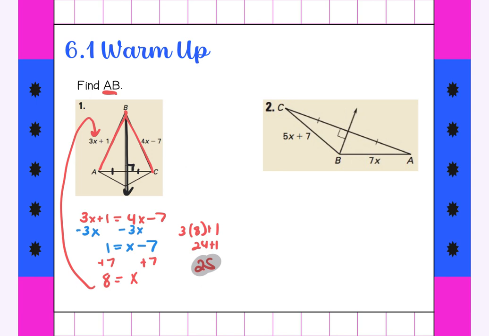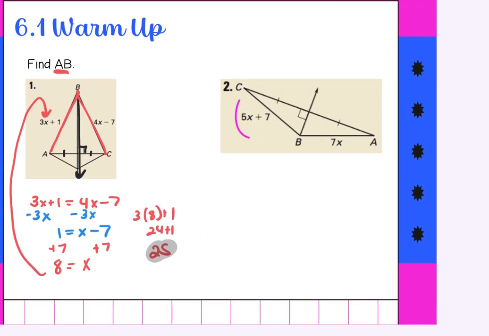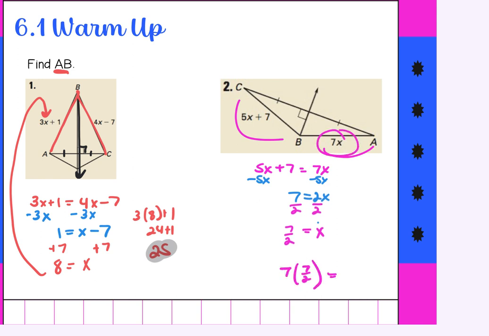Okay, 2, again, perpendicular bisector, which means these are congruent. 5x plus 7 equals 7x. Subtract this 5x, 7 equals 2x, and divide by 2. And x equals 7 over 2. It wants you to find AB, so I'm going to plug that back in. And I get 49 over 2, which you can leave, or you can make 24.5.